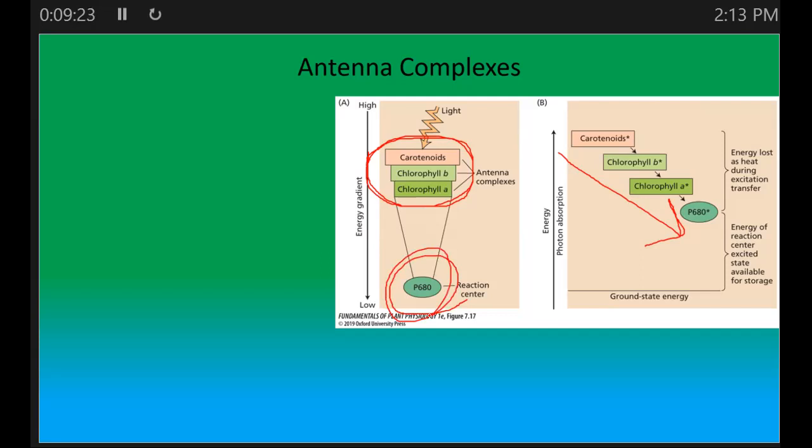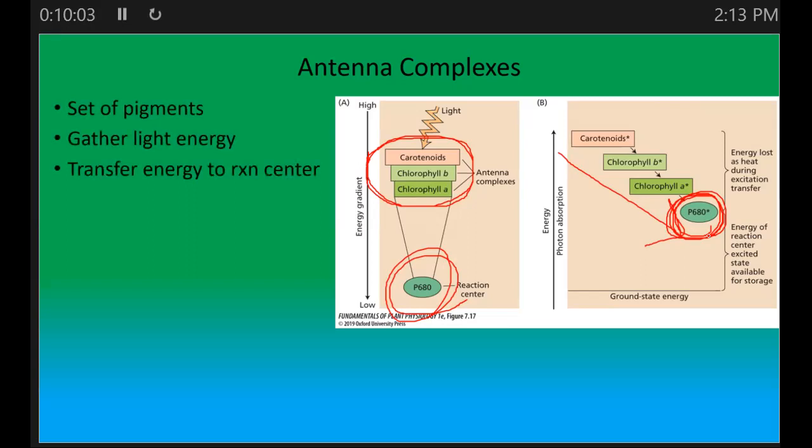When the antenna pigments, which kind of surround the reaction center, absorb this light energy, we often say they funnel it into the reaction center. That energy gets funneled to the reaction center, and that causes the P680 chlorophyll, a very special chlorophyll in that reaction center, to get excited, which means one of its electrons gets boosted to a higher energy, excited state. That's what they're trying to depict here.